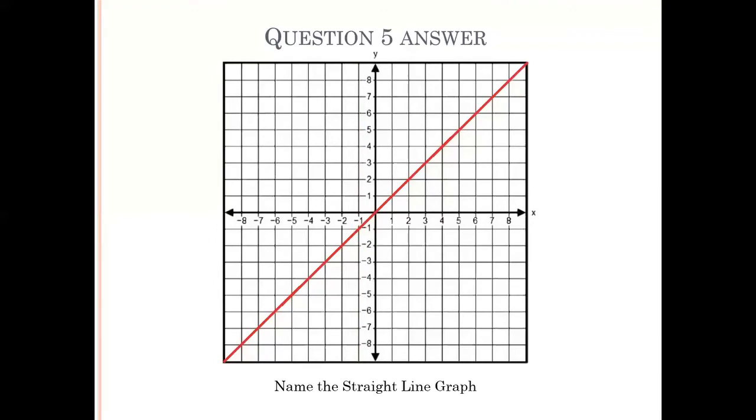Question 5. This is y equals x. You can also put minus y equals minus x, or x equals y. But again, try picking some coordinates and having a look. So when y is 5, x is 5. When y is 1, x is 1. When y is minus 3, x is minus 3. Whatever y is, x is the same.